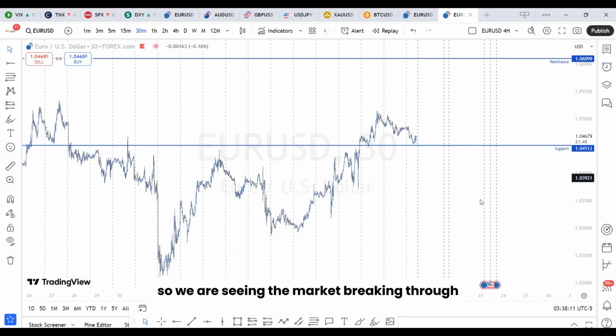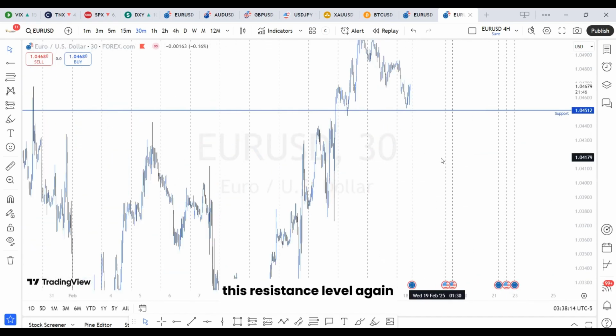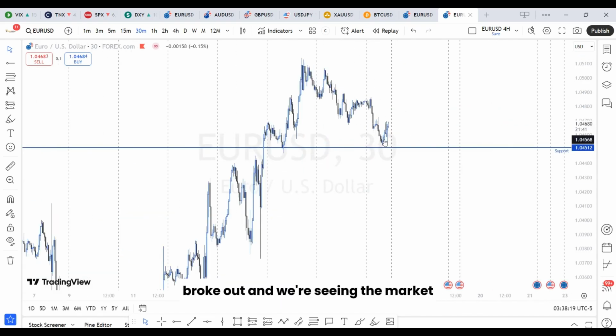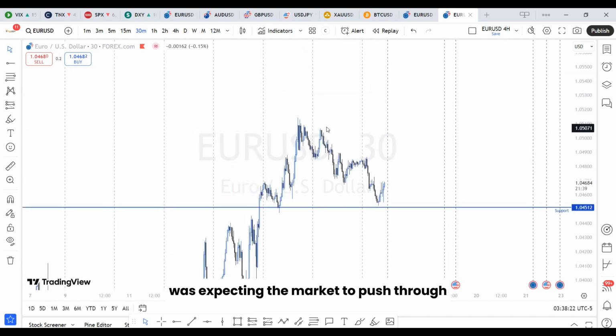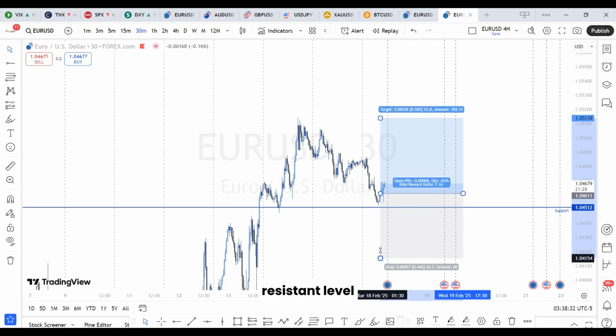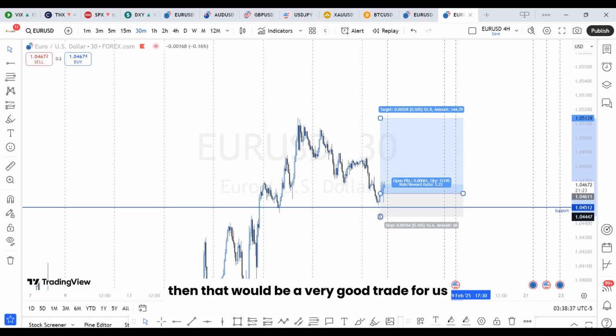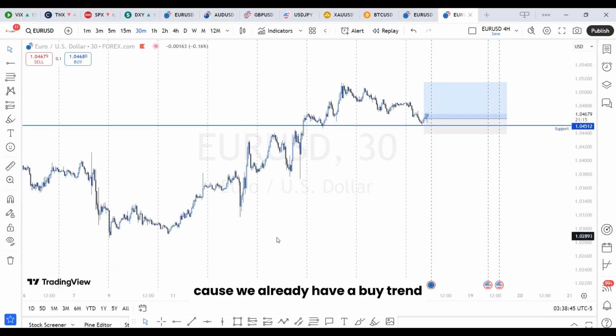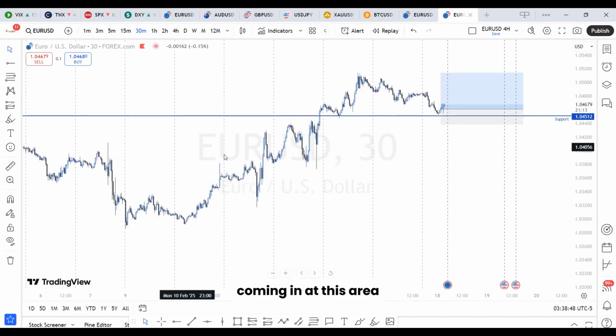So we're seeing the market breaking through this resistance level again, broke out, and we're expecting the market to push through, at most, to this next resistance level, which serves as a new high. We're expecting the market to push through to this resistance level, serving as a new high. Then that would be a very good trade for us. Put our stop loss below any previous low, and that would have been a very good trade for us, because we already have a buy trend coming in at this area.